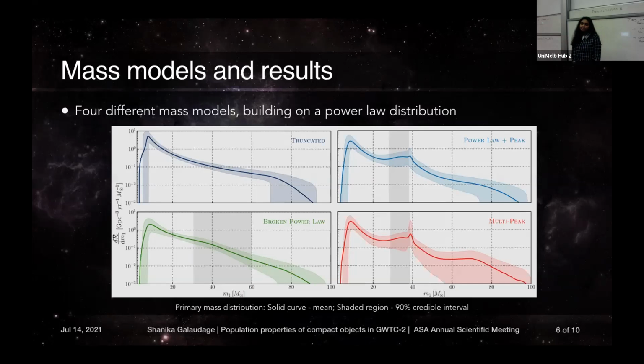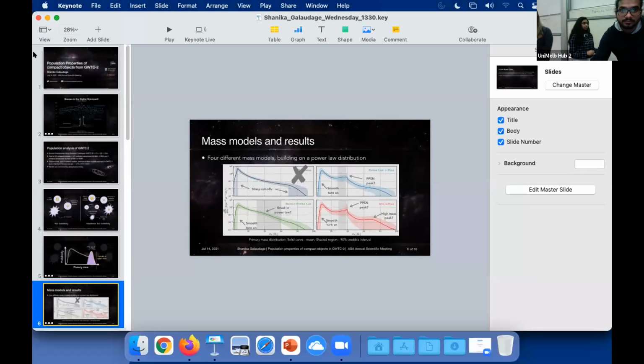Great. Let's thank Shanika again. Thanks. And as a reminder, our second speaker had to cancel, so we're moving everything up a block.